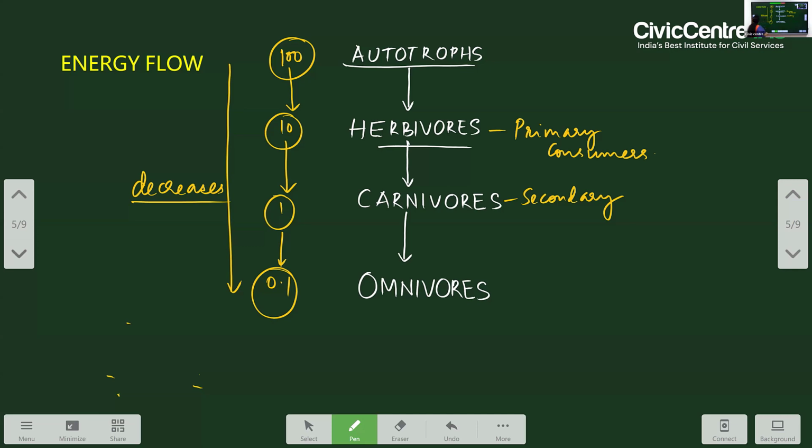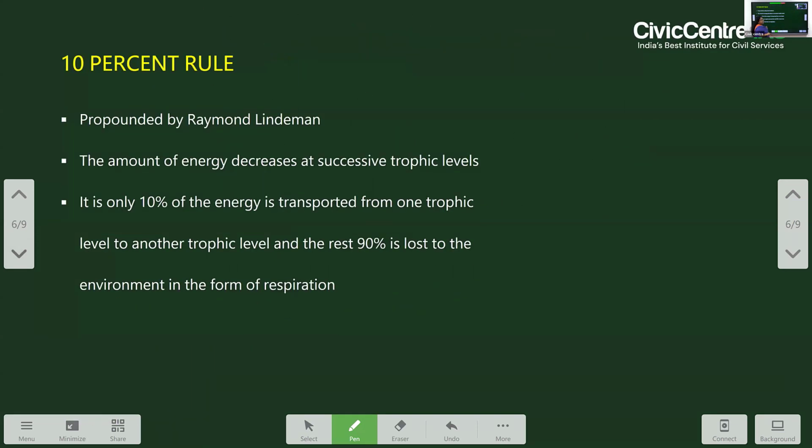Now let's look at the concept of the 10% rule. This rule was propounded by Raymond Lindeman, and he said the amount of energy decreases at successive trophic levels, and only 10% of the energy is transferred from one trophic level to the other, and the rest of the 90% of the energy is lost during the process of respiration.